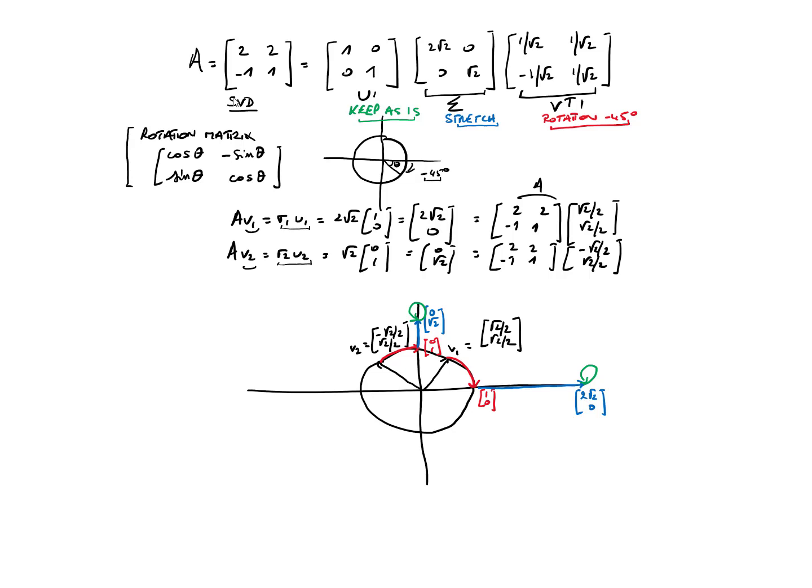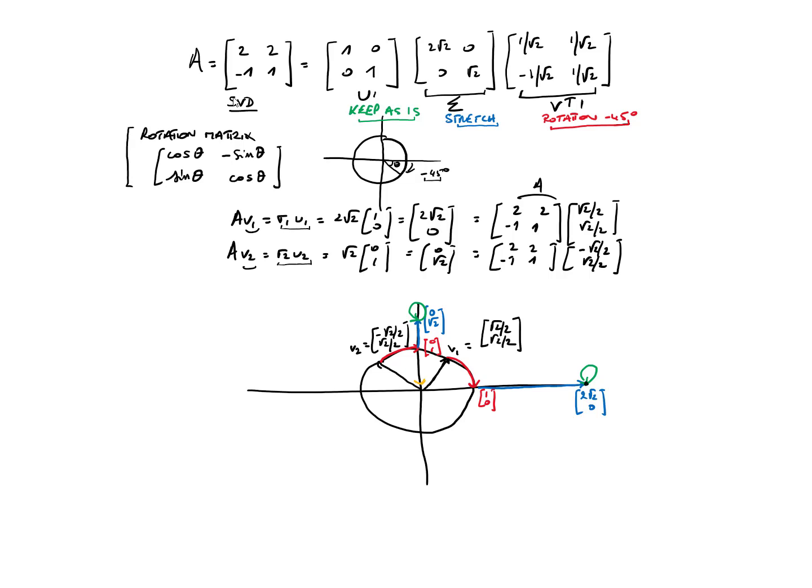Okay, so the vectors v1 and v2 are given over here, and you can clearly see that they have length 1 and that they are perpendicular. It's normal because V is an orthonormal or orthogonal matrix, and the vectors are orthonormal. So let's take v1 and apply the matrix A. So you should end up with a vector that is over here.